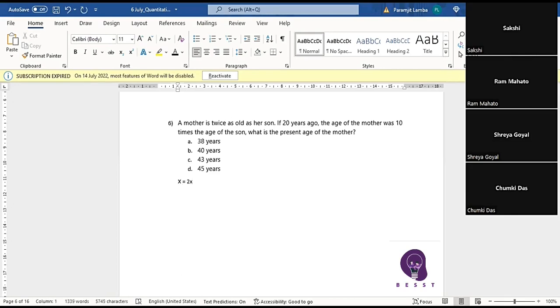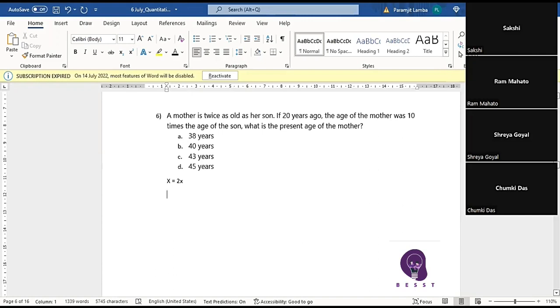Now what's next? Use your pen and paper. Mother is twice as old as her son. If son's age is x, mother is 2x. Now you have to put 20 years ago. Where will you put 20 years ago? Any guesses, anyone? Yes, Abhijit, both sides. So x minus 20 and 2x minus 20.